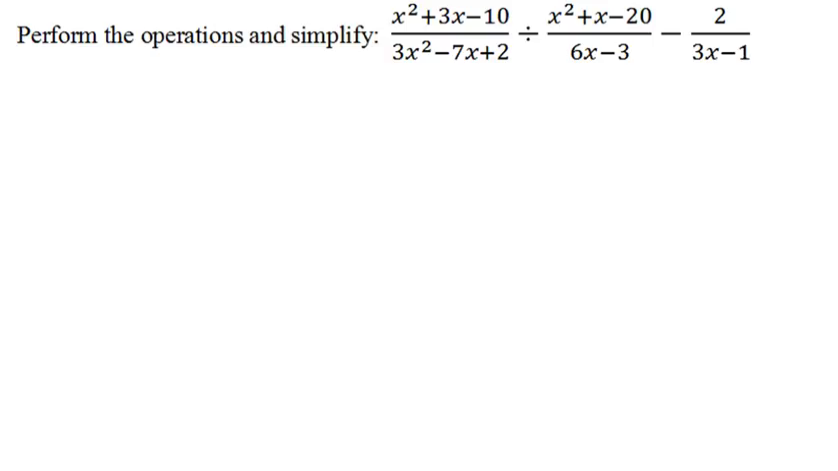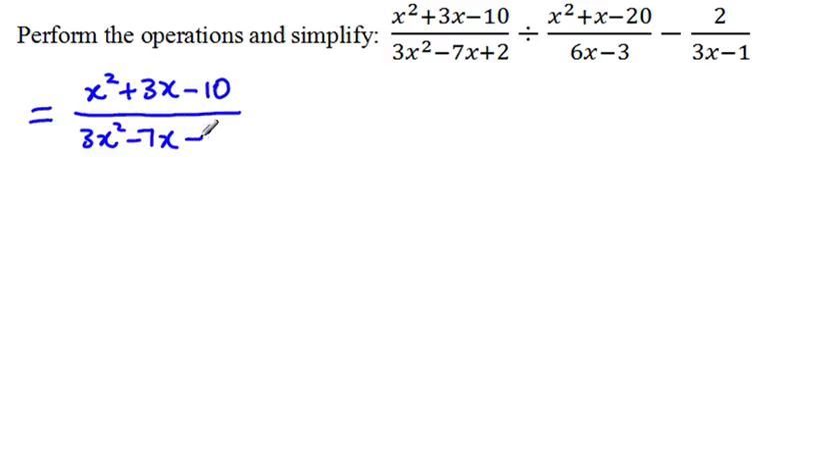So let's see how we are going to divide a fraction. We would right away turn it into multiplication. Dividing a fraction is equivalent to multiplying by the reciprocal. So the first fraction stays the same. We have x squared plus 3x minus 10 over 3x squared minus 7x plus 2. Stay the same, the first fraction.